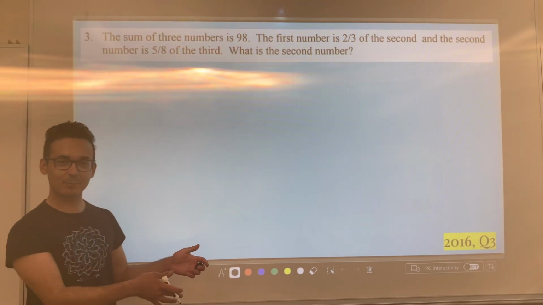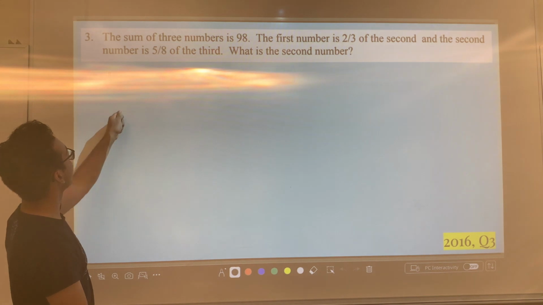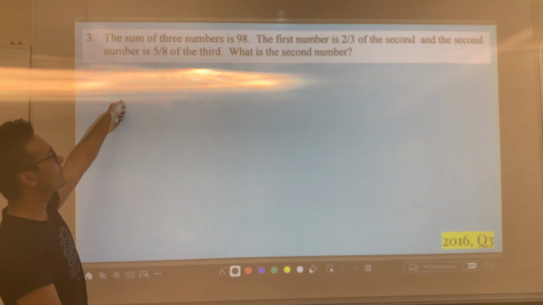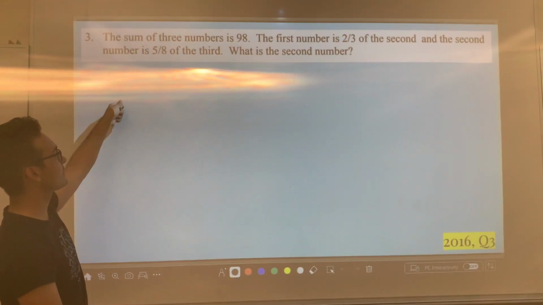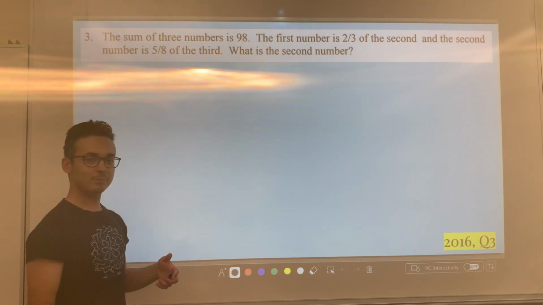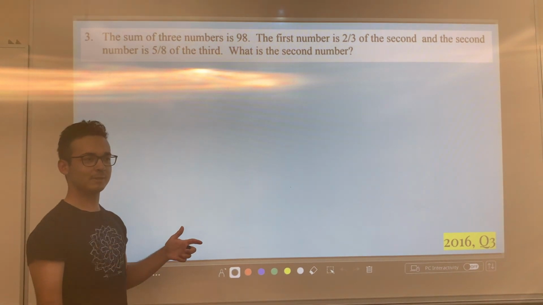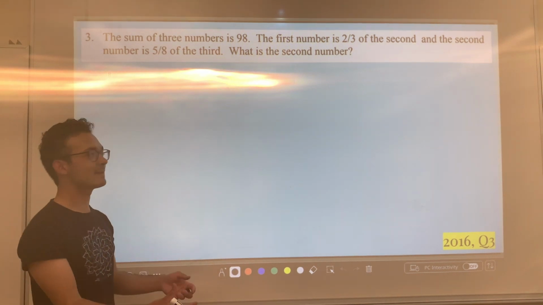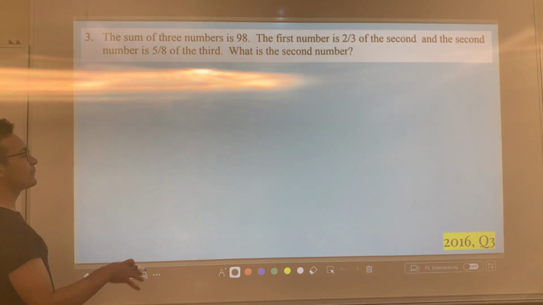And for our final question of arithmetic with star operations, at least in this video, we actually don't have a star operations problem. The irony. The sum of three numbers is 98. The first number is 2/3 of the second, and the second number is 5/8 of the third. What is the second number? So it's another word problem like the bales of hay problem, but it's not in a ridiculous context, it's in a mathematical context. So the sum of three numbers is 98.